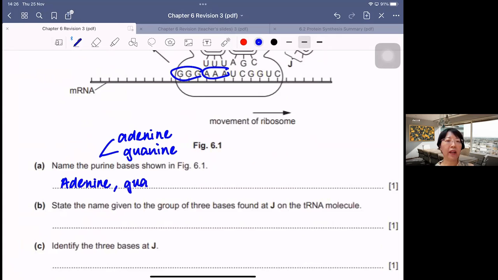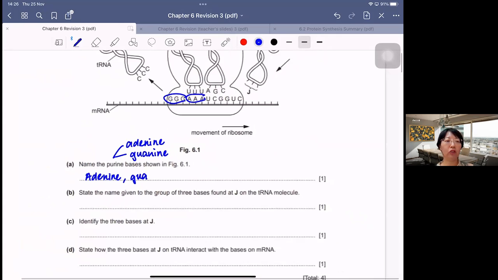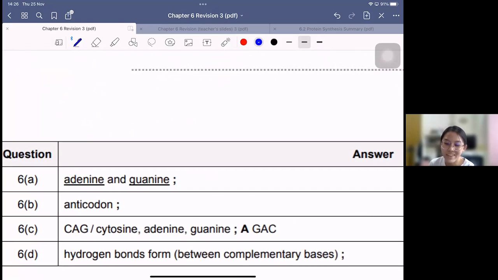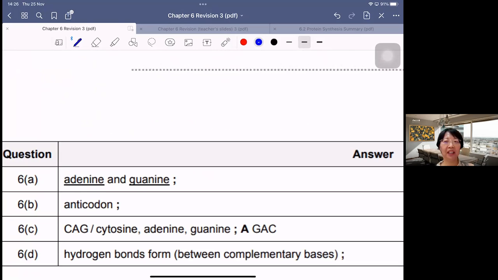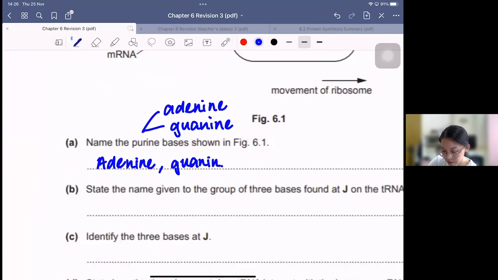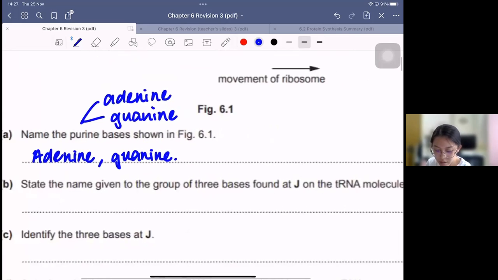Jing, can they write A and G instead of spelling it out? Can they get the mark if they only write A and G? You check the mark scheme. The mark scheme actually says you cannot write A and G. You have to write the full name, adenine and guanine. Okay, thank you. Let's move on to the next question.